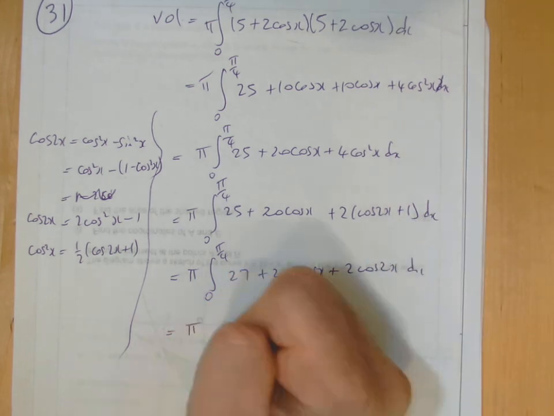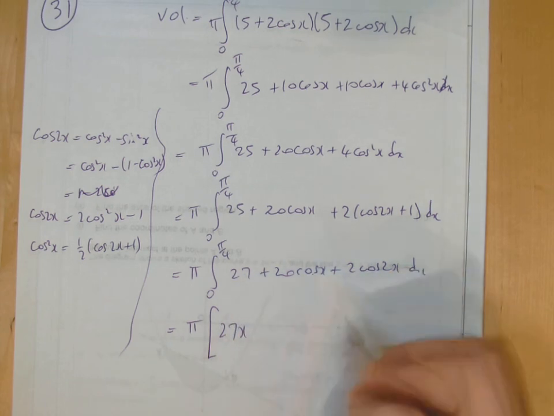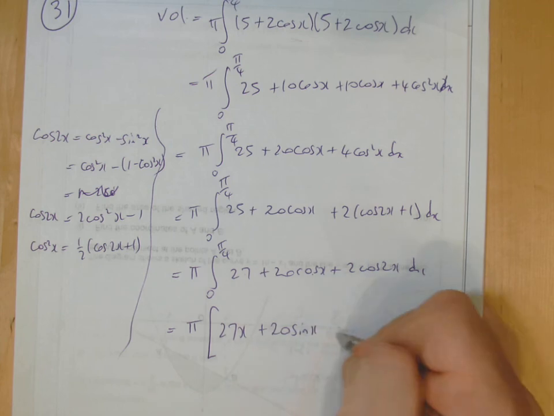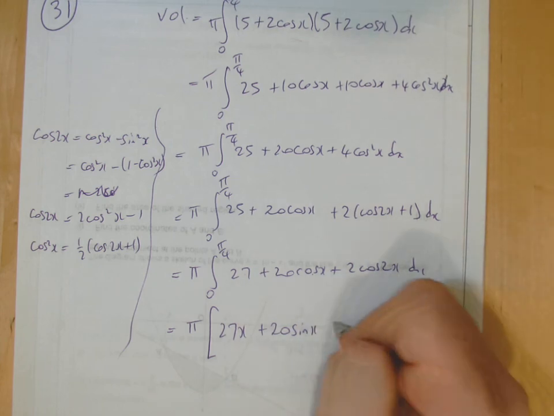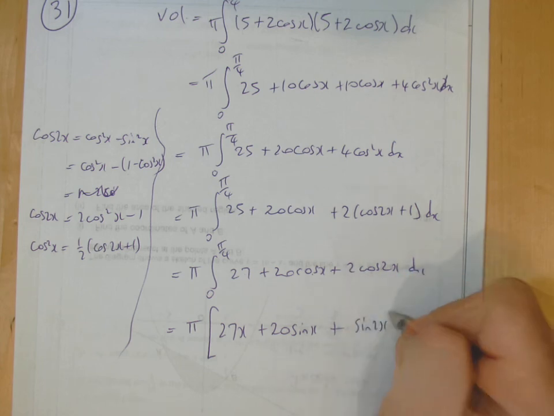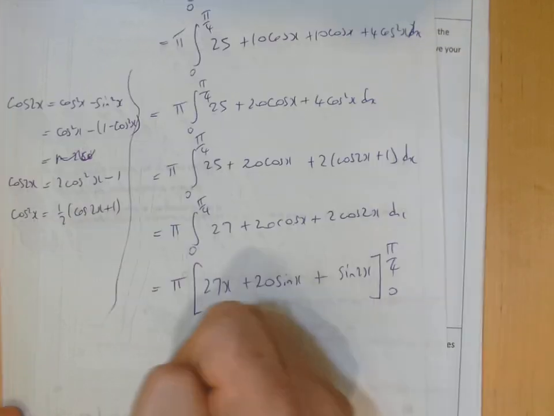Let's integrate. Pi, 27 becomes 27x. Cos x, when you integrate it, becomes sine x, so that's 20 sine x. And then cos 2x, when you integrate it, becomes sine 2x over 2. So the 2's will end up cancelling, so you end up having sine 2x, right? Between pi by 4 and 0. So then it's the case of just chucking that in.